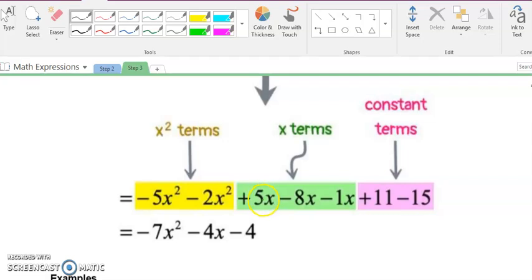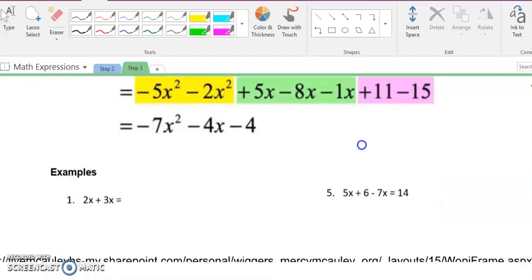If you have 5 X-rays and you give away 8 and then 1 more, you've given away 4 that you didn't have in the first place. And finally, if you have $11 and you want to spend 15, you're going to be negative 4 in the hole. You're going to need to find $4 to borrow. But the 11 and the negative 15 go together because they don't have any variables. They're constant, which makes them like. Let's practice.